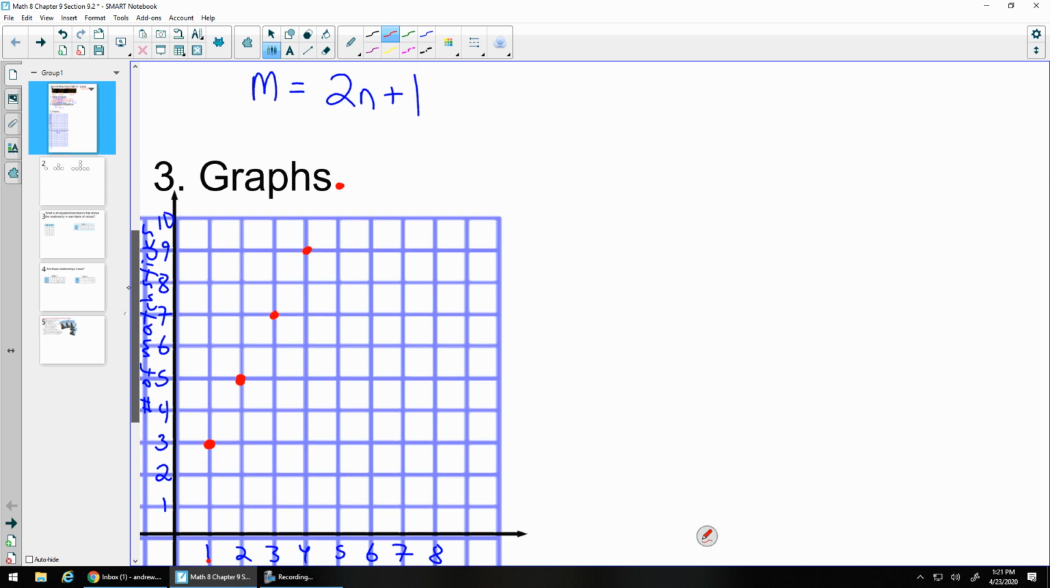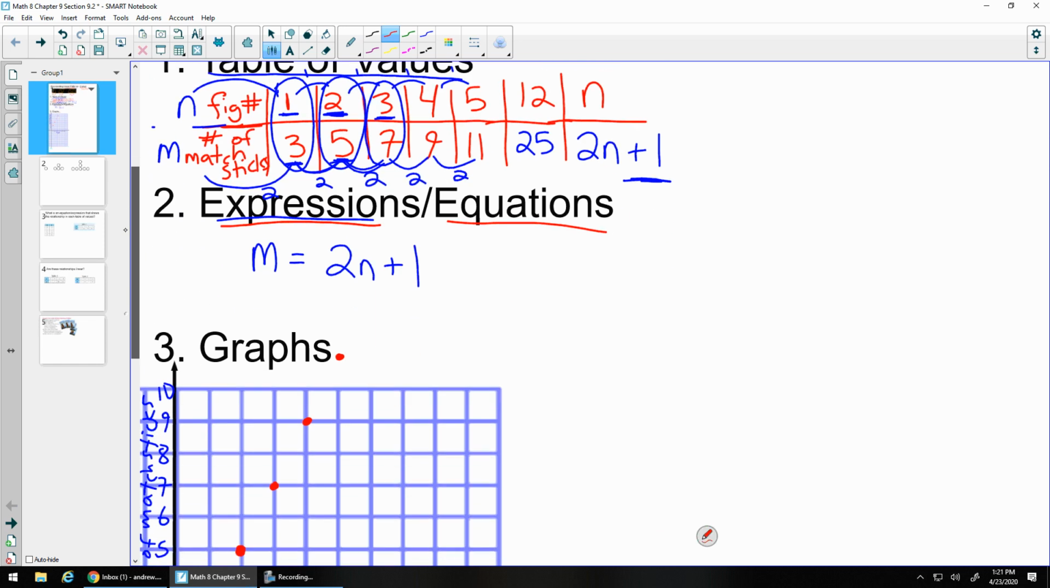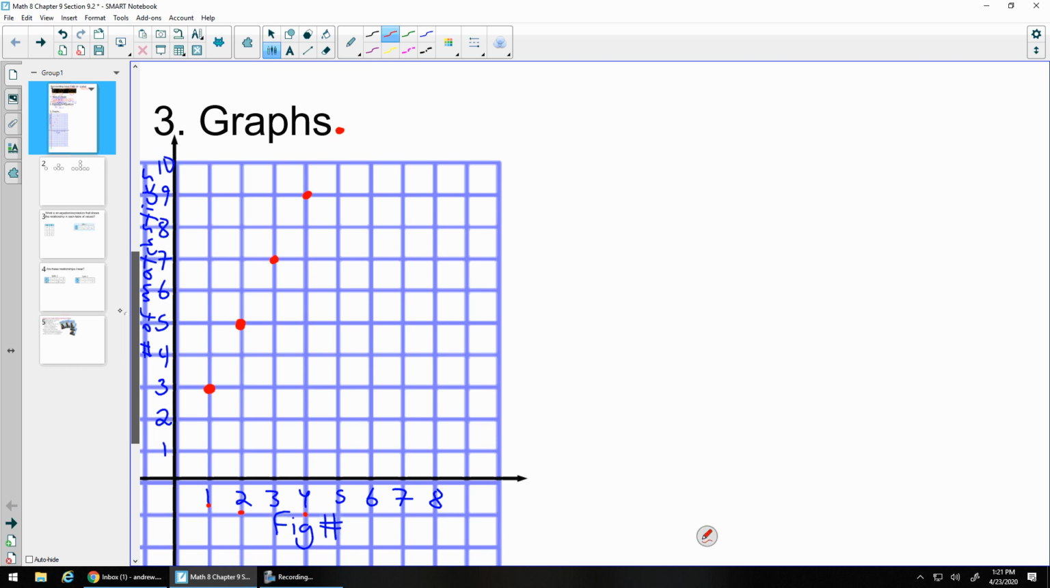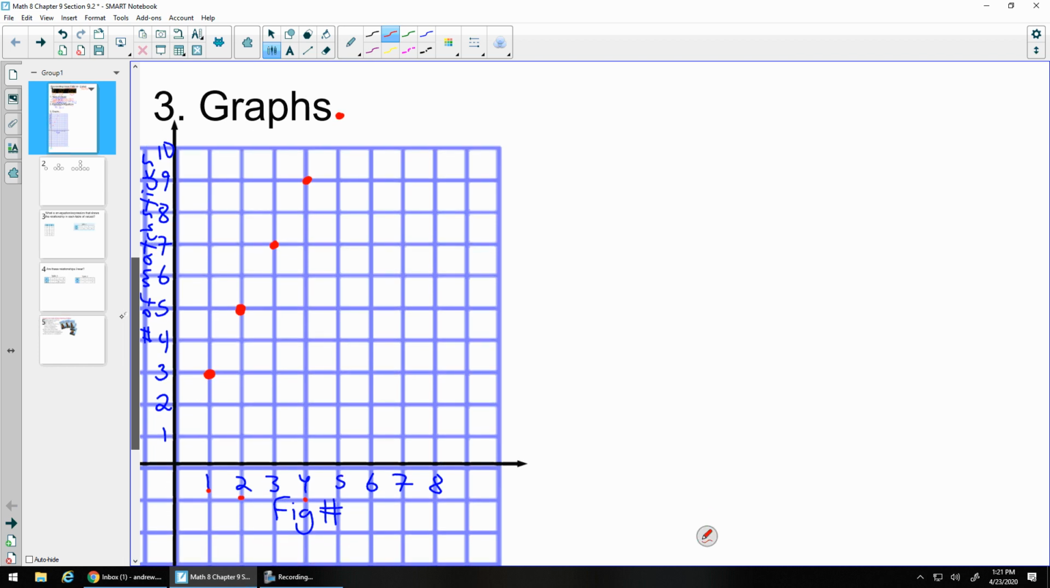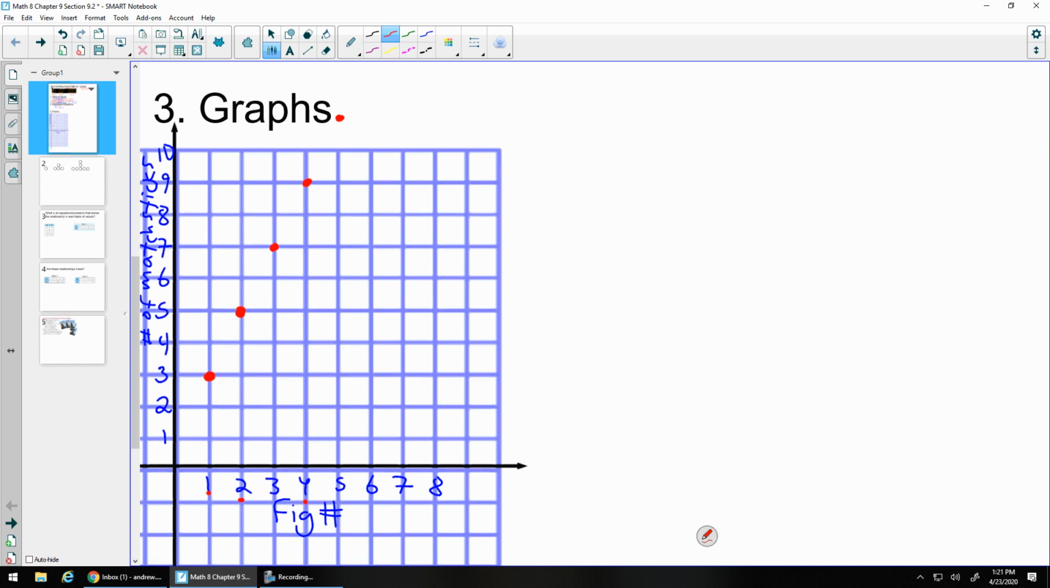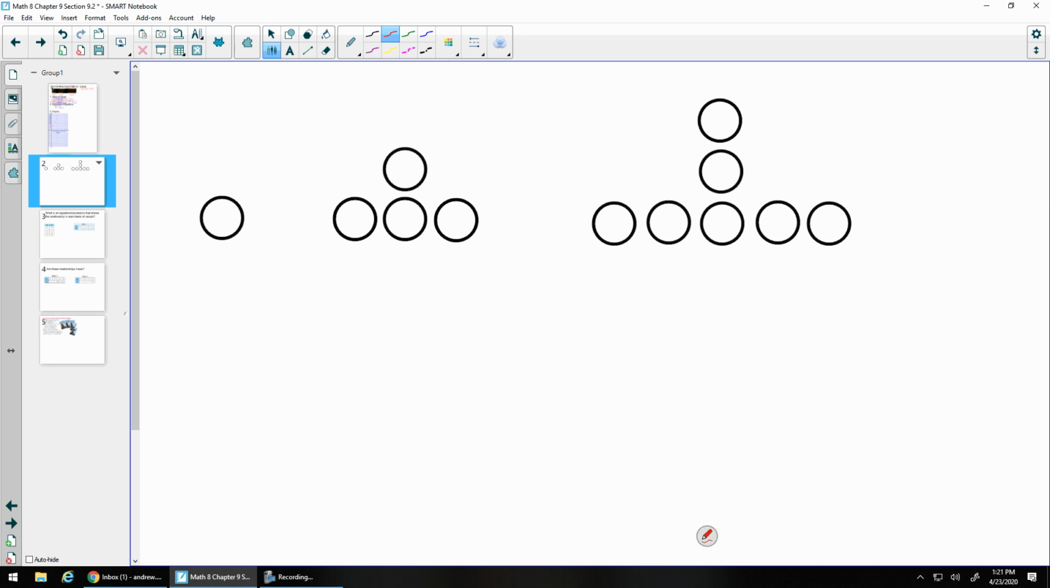Okay, so table of values, expressions, equations, and graphs. We did do all of this in grade 7, if you remember. That was a while ago, though. Okay, so we'll just do a few more examples. Here we have a pattern. We could call this figure 1. Wait, too thick.